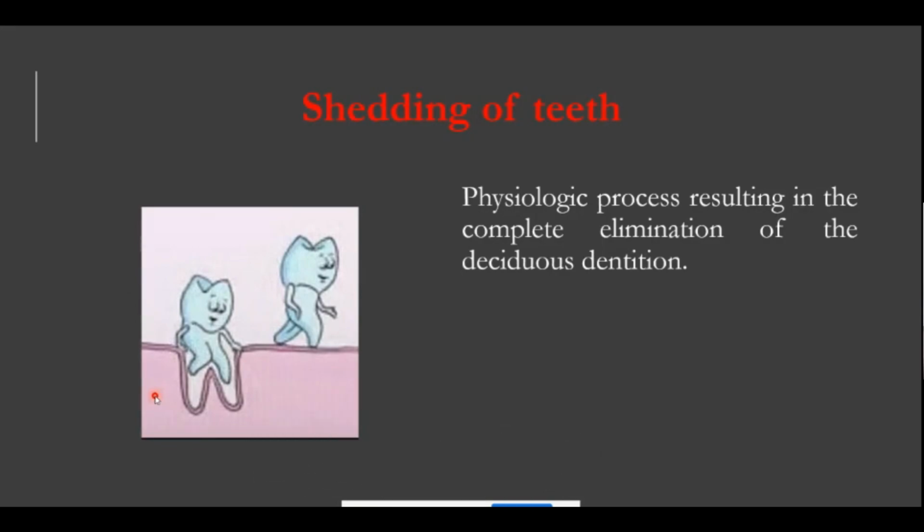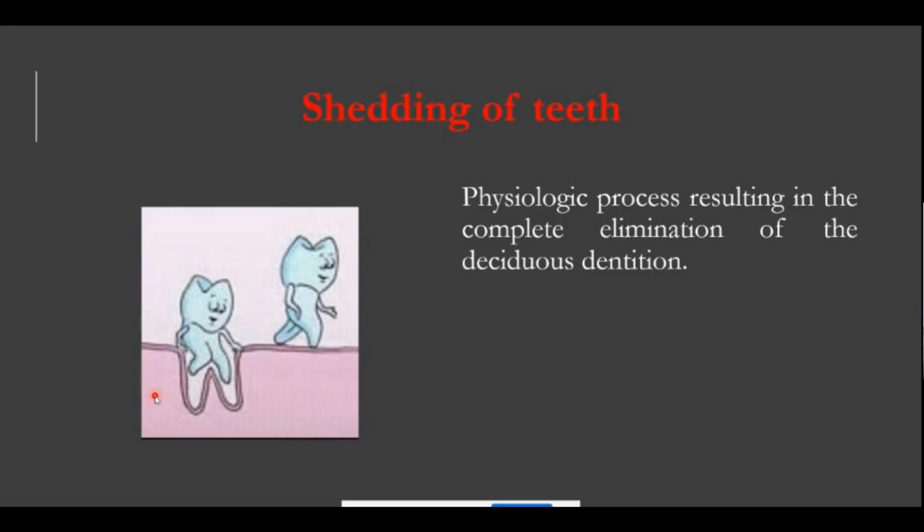So if we talk about a definition of shedding, it can be described as a physiologic process. So there are two types of processes in the body, physiologic and pathologic. Physiologic meaning it is normal, like it is a physiological phenomenon. It is not abnormal. When it is abnormal, it is called pathologic. Okay, so this is a physiologic process resulting in complete elimination of deciduous dentition.